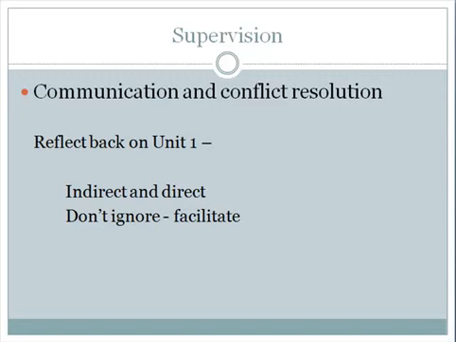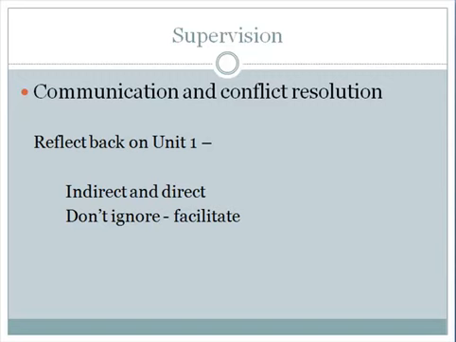Conflict resolution, which was another piece of that unit, is also large. You need to make sure that you are versed in direct and indirect conflict resolution, and how to confront somebody in a positive way, or at least not in a negative way, in order to try to resolve a conflict. You can't ignore issues when they're going on. You have to be the facilitator. You have to be the one that steps up and tries to take care of things.